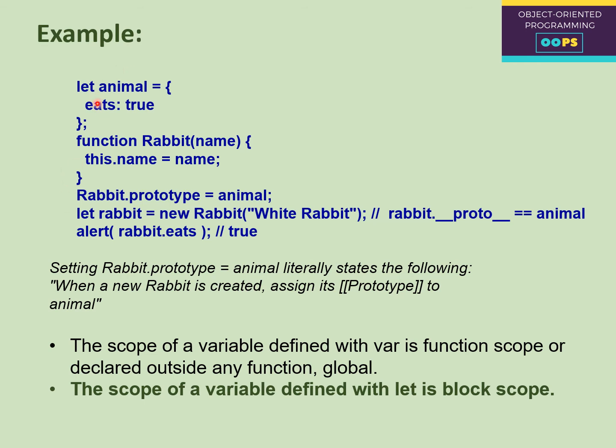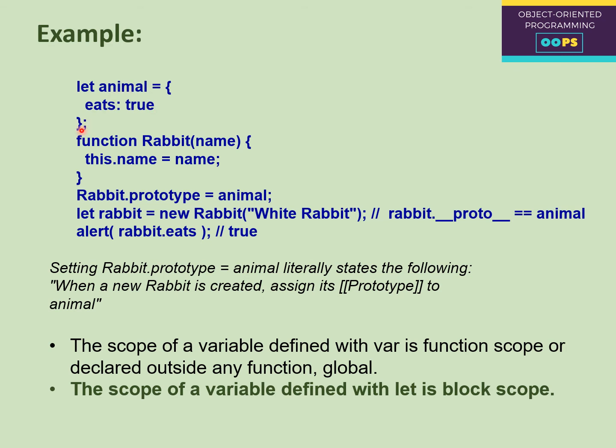So here is the code. Let animal = {eats: true}. Animal is a variable, and the assigned value is mentioned in a block, so animal is treated as an object variable. At the same time, animal is prefixed with the keyword let, which indicates that the scope of a variable defined with let is block scope. So the scope of this particular animal variable is limited to a particular block. And another point is that this animal has a property called eats, defined with the value true.